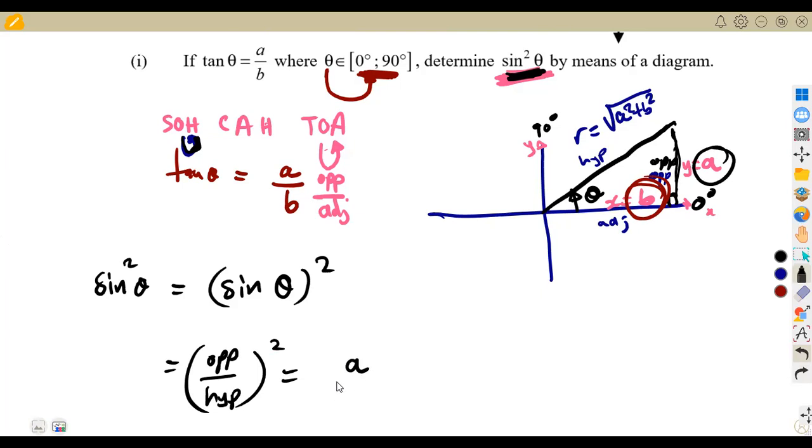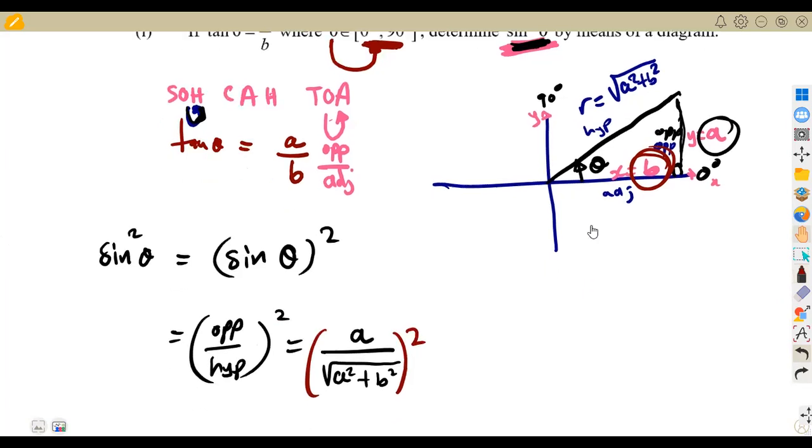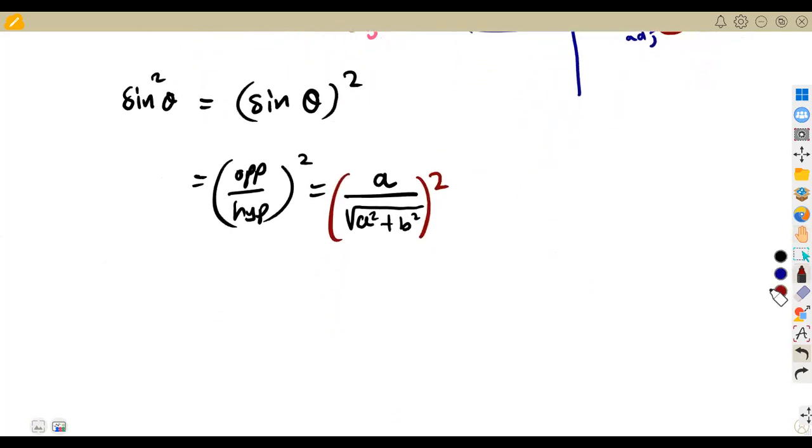So that is a over the hypotenuse, which is r, the square root of a squared plus b squared, like that. But this whole part is supposed to be squared. So we are going to square everything that we have. So that is going to give us sine squared theta. All right, so that means the value for sine squared theta is going to be what?